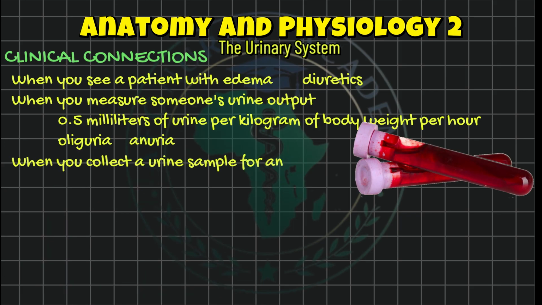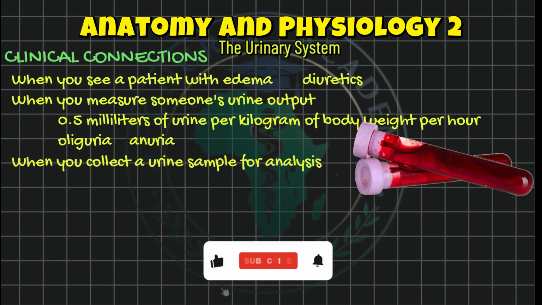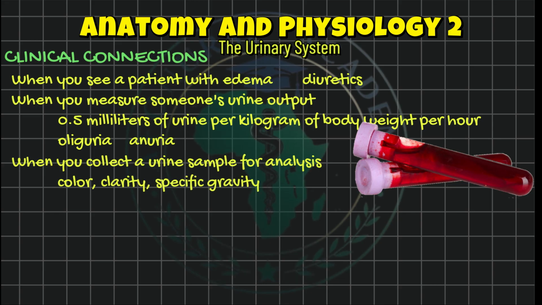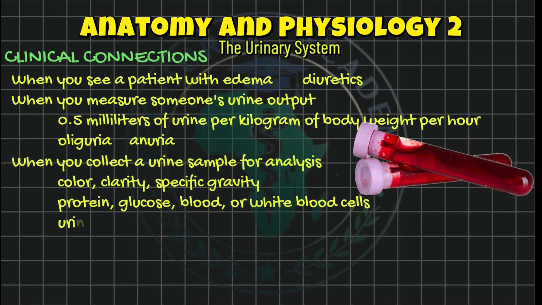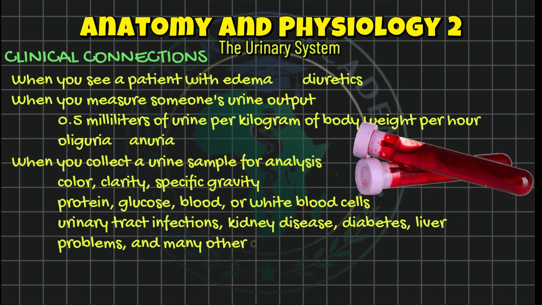When you collect a urine sample for analysis, you're gathering valuable information: the color, clarity, specific gravity, which tells you how concentrated it is, pH, and presence of substances like protein, glucose, blood or white blood cells all provide clues about what's happening in the kidneys and the rest of the body. A simple urinalysis can help diagnose urinary tract infections, kidney disease, diabetes, liver problems, and many other conditions.